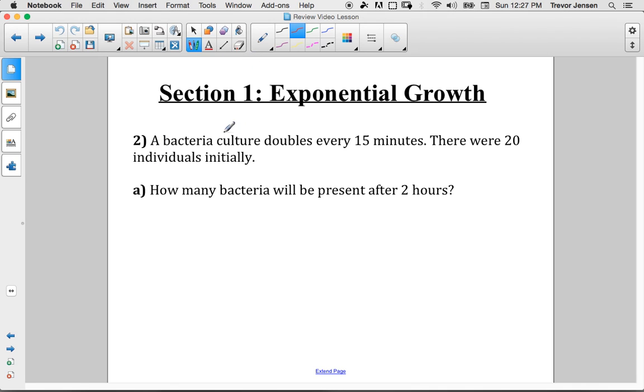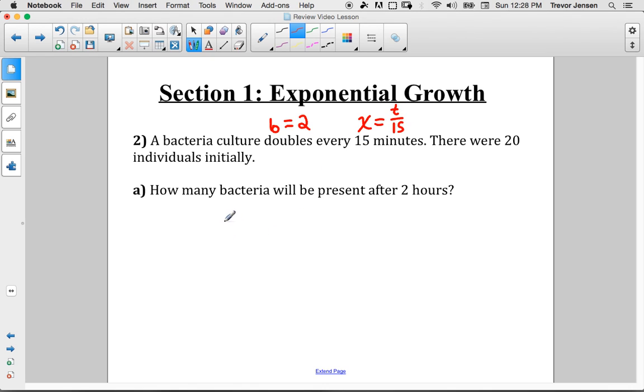So what we have here, our bacteria culture doubles every 15 minutes. So first of all, notice that it's doubling, so that's exponential growth. Our growth factor is going to be repeatedly doubled, so our initial value is going to be repeatedly multiplied by 2, once every 15 minutes. Keep in mind that the number of times it's going to be doubled, our x value, is going to be our total time divided by 15, because it gets doubled once every 15 minutes.